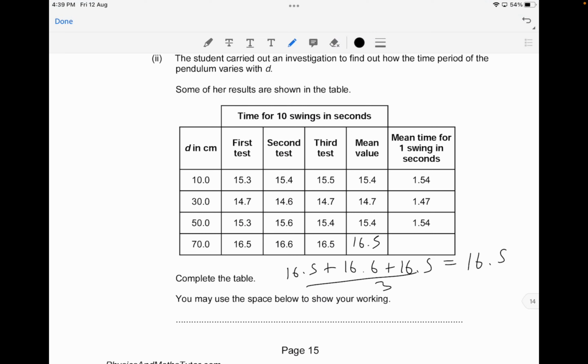Your mean time for one swing is going to be 16.5 divided by 10, to give you a value of about 1.65. That should be your mean time for one swing in seconds, 1.65. All I've done is rounded it off to about one decimal place. So you have 16.5 as the mean value and 1.65 as the mean time for one swing in seconds. Alright, let's move on to the next question.